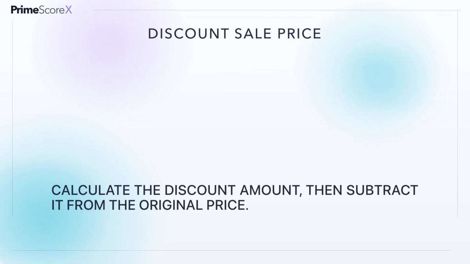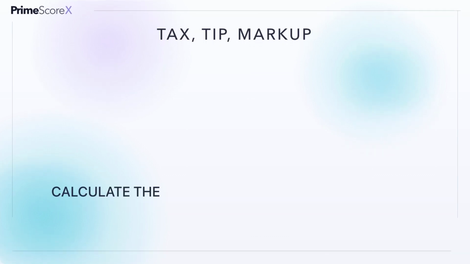A jacket costs $60 and is discounted 25%. The discount is 0.25 times 60, or $15. The sale price is 60 minus 15, which equals $45. Do not confuse the discount with the final price. If a question asks how much you save, answer 15. If it asks what you pay, answer 45.